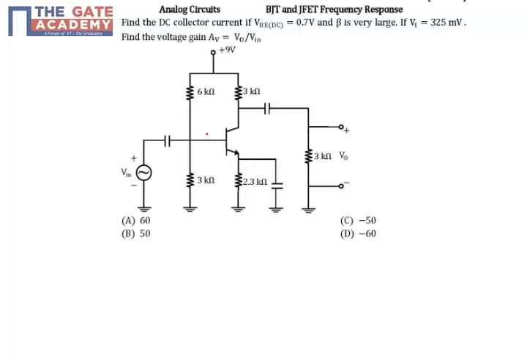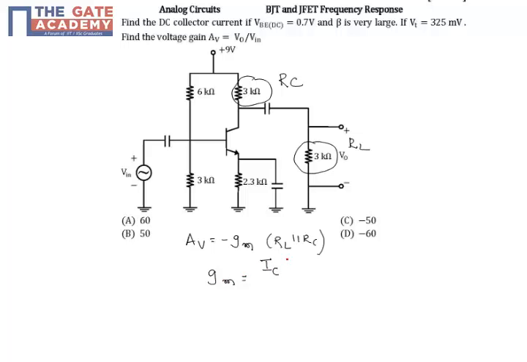So in the given problem, he is asking for the voltage gain for this transistor configuration. The voltage gain in this configuration is equal to minus gm into RL parallel with RC. RL is nothing but this one, and this is RC. So the only unknown here is gm. gm is nothing but the DC collector current divided by VT.